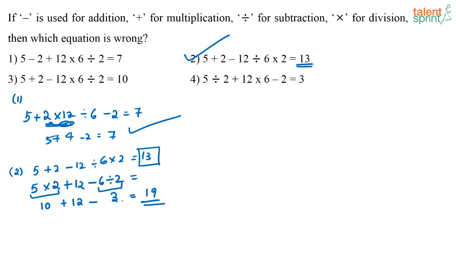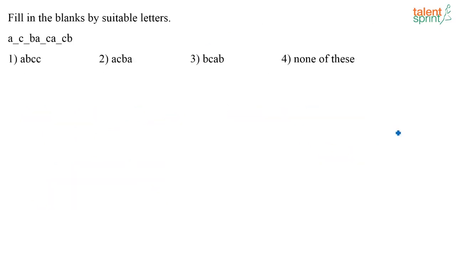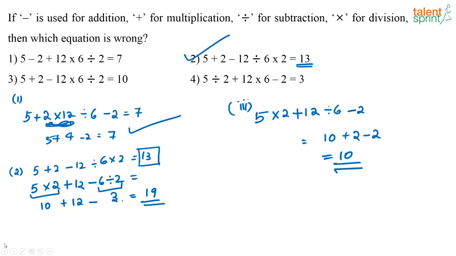Now a lot of you are giving me the answer as option 3. Why is it? Let us check option 3 also. You have 5. What is plus? Plus stands for multiplication, 5 into 2, minus stands for addition, plus 12. Again, into stands for division, and the division symbol stands for subtraction. So you have 12 by 6, that is equal to 2, five 2s are 10, minus 2, which is equal to 10. I am getting 10 only for option 3. So option 3, the logic is correct.